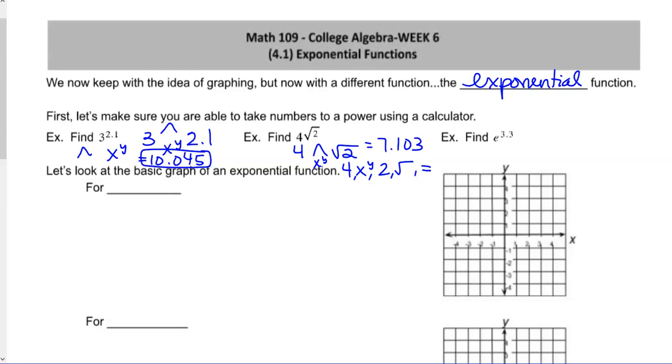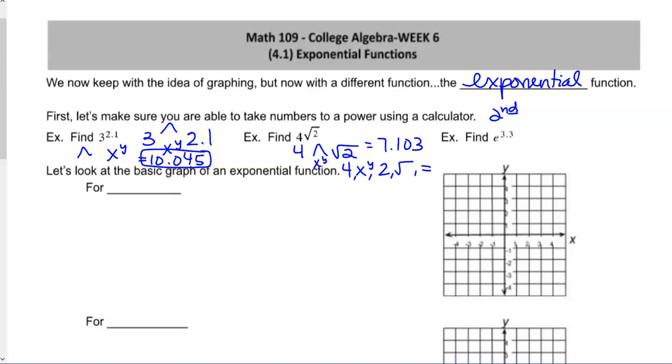Now, if we have this e, now this e is special. We're not going to talk about this. This is what we call the natural exponential, okay? And so there is a button on your calculator. Sometimes it's on the upper part, so you may have to do a second or something like that.